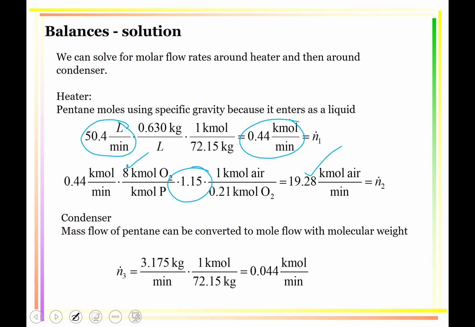Then, while we're here, we can also do the balance around the condenser. We're going to find out how many moles of pentane are coming out. We take the mass, divide by the molecular weight, and we have 0.044 kilomoles per minute.